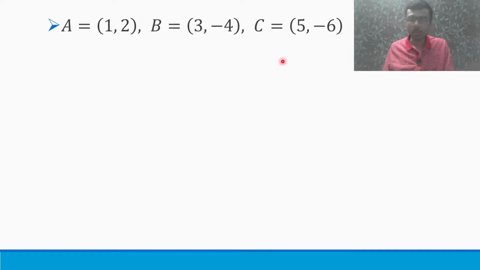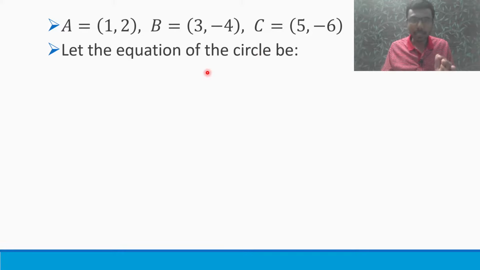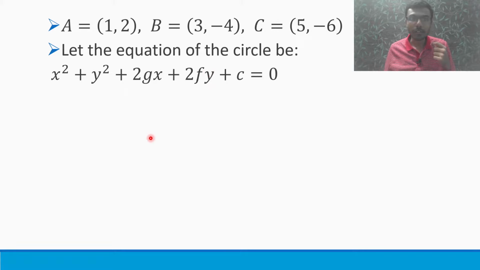A is (1, 2), the given data I have written here. I'm taking the equation of the circle as x squared plus y squared plus 2gx plus 2fy plus c equals 0. They are asking us to find the equation of the circle passing through A, B, C. That means A, B and C lie on the circle, right? That means A, B and C satisfy this equation. I'm going to put A first and get an equation, and then likewise the other points.